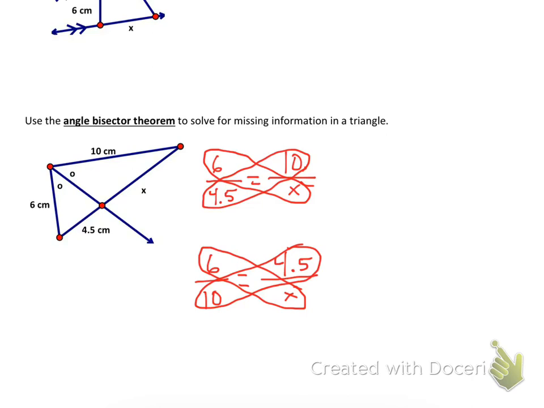Well, then let's do that together. We get 6x equals 10 times 4.5. What's 10 times 4.5? Okay, 45 equals 6x. We know what to do here, right? Just divide by 6, and what does x equal now? 7.5. There it is.